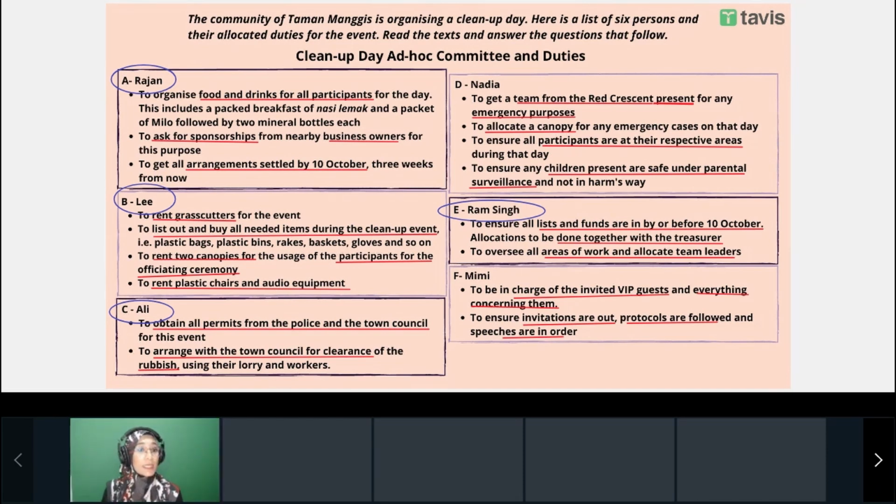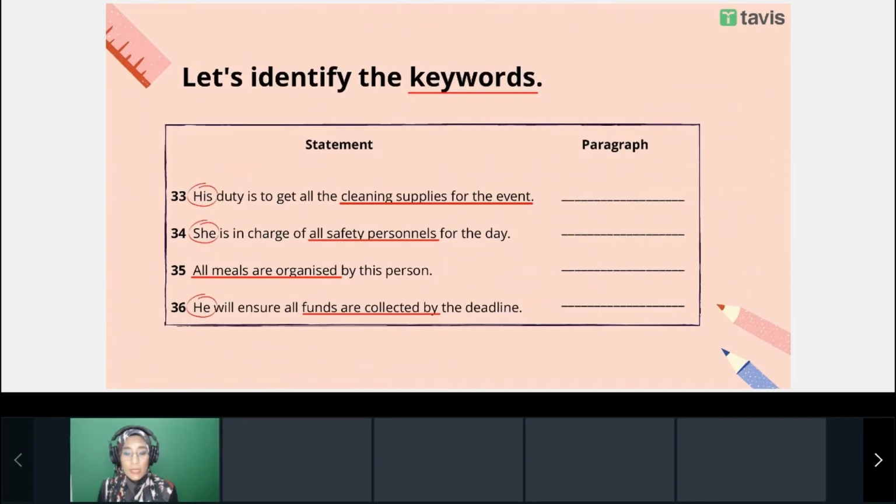Definitely, it's Lee. Here. Okay, we already highlighted that. The cleanup event. So he is in charge to list out and buy all items. So he is definitely in charge of the cleaning supplies. So we now know that he is in charge. So we can say this is paragraph B.